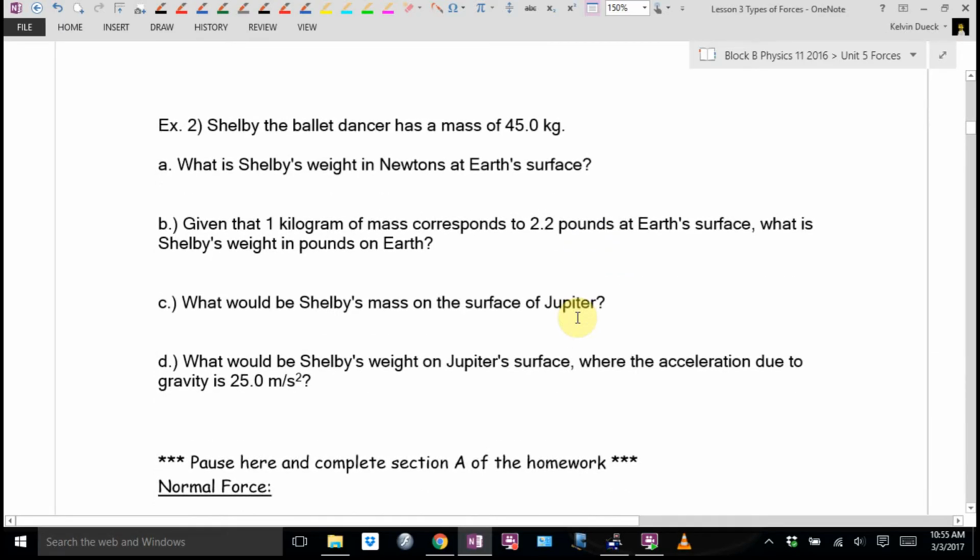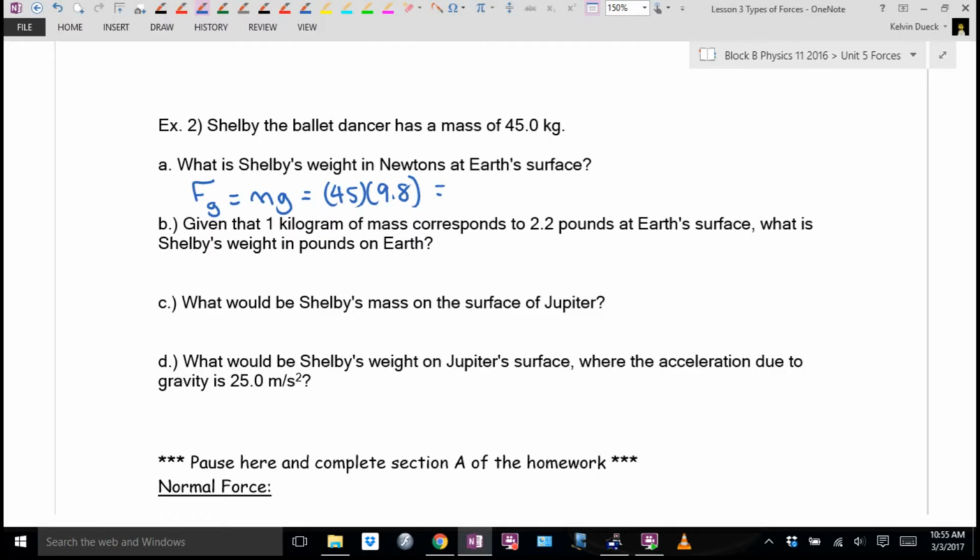In fact, let's expand on that. Shelby, the ballet dancer, has a mass of 45 kilograms. What's Shelby's weight in newtons at the Earth's surface? Not 45 kilograms, that's her mass. Her weight is Fg. So it's going to be 45 times 9.8. I can do that in my head because it's going to be 45 times 10. It's going to be 450. Take away 9. 441? Yes?